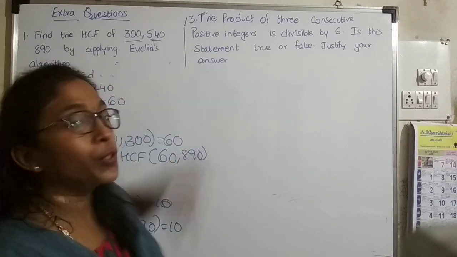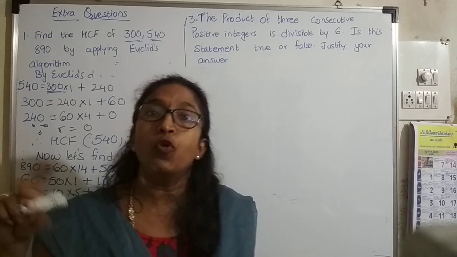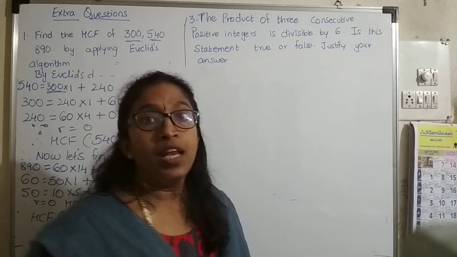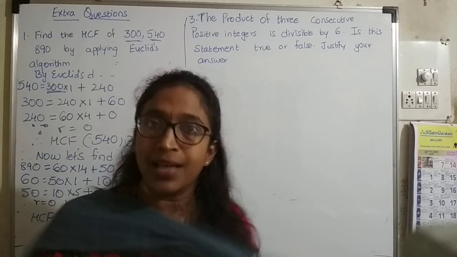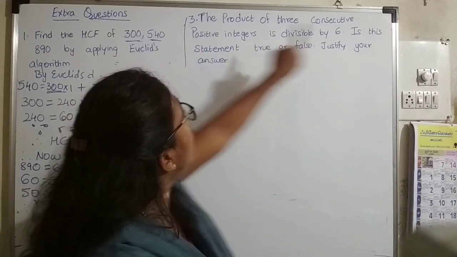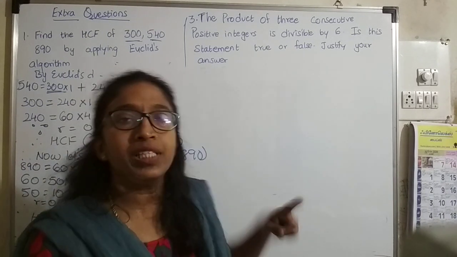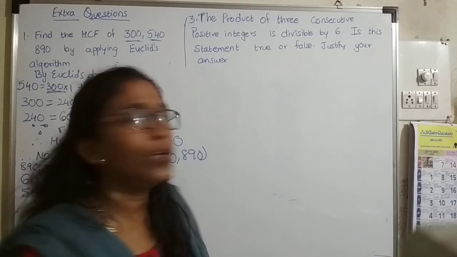The product of 3 consecutive integers. This also I have solved for you. As for 3 marks and 4 marks, if it comes, how you are going to write. Now if it comes for 1 mark or 2 marks, how you are going to write. Let's see for 1 mark. The product of 3 consecutive integers is divisible by 6. Is the statement true or false? Justify your answer.